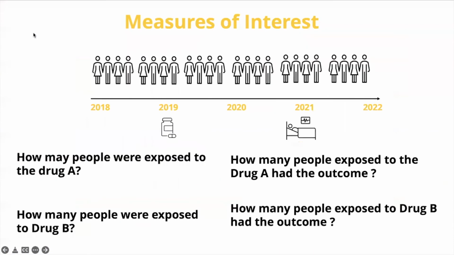Okay. So other measures of interest we want to look at are how many people were exposed to the study drug, which we can call drug A, and how many people were exposed to drug B, which we can call a comparator. And in our example, drug A would be the TZD, drug B would be the comparator, which is sulfonylurea. How many people exposed to drug A had the outcome, and how many people exposed to drug B had the outcome.